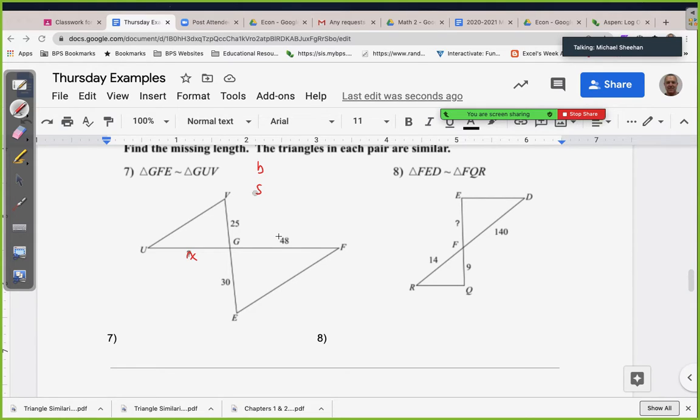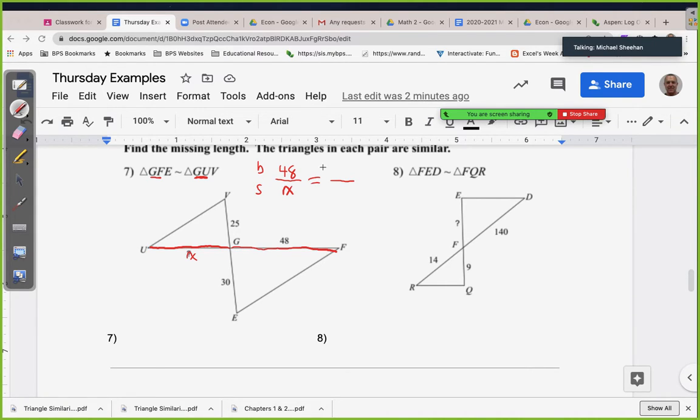Now, I'm going to start with the 48. And the 48 goes from G to F. The order of these letters is important. G to F are the first two letters, so I need to go with GU. GU is what corresponds to GF. So the X goes under the 48. And now I'm going to write an equals.